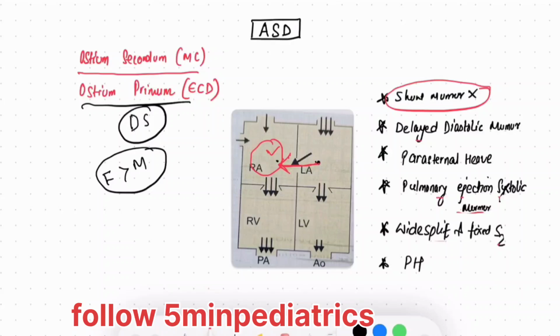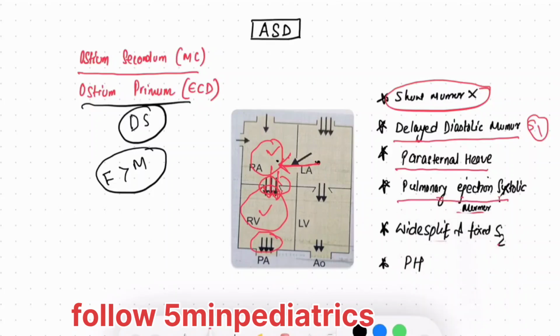Now there is volume overload in the right atrium leading to right atrial dilatation and hypertrophy. Now during diastole, a large amount of blood passes from the right atrium to the right ventricle through the tricuspid valve. So there is a delayed diastolic murmur and accentuation of the first heart sound. Now the volume overload to the right ventricle leads to right ventricular hypertrophy and parasternal heave.